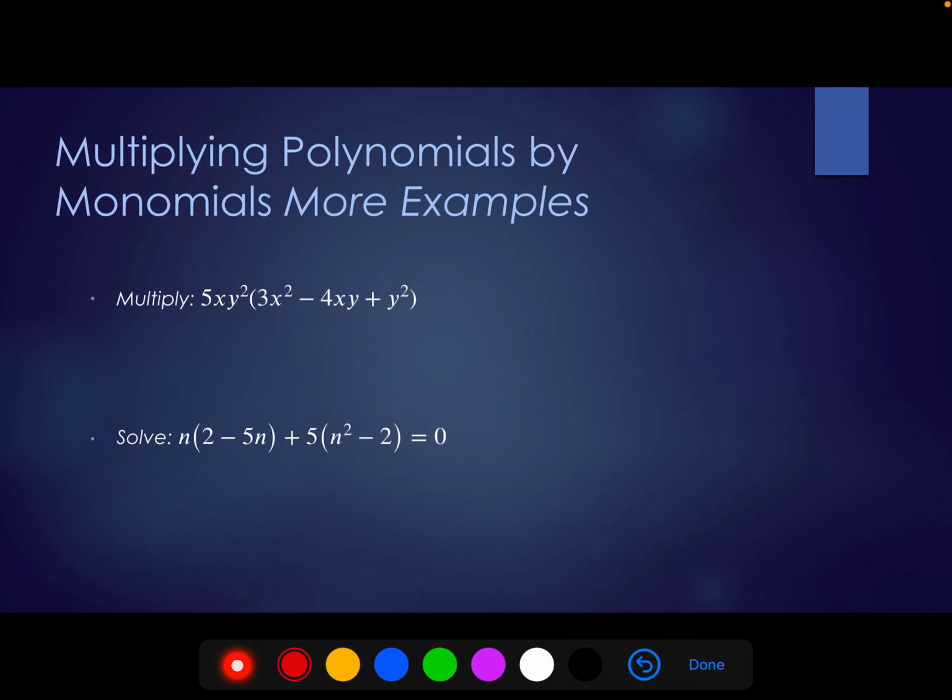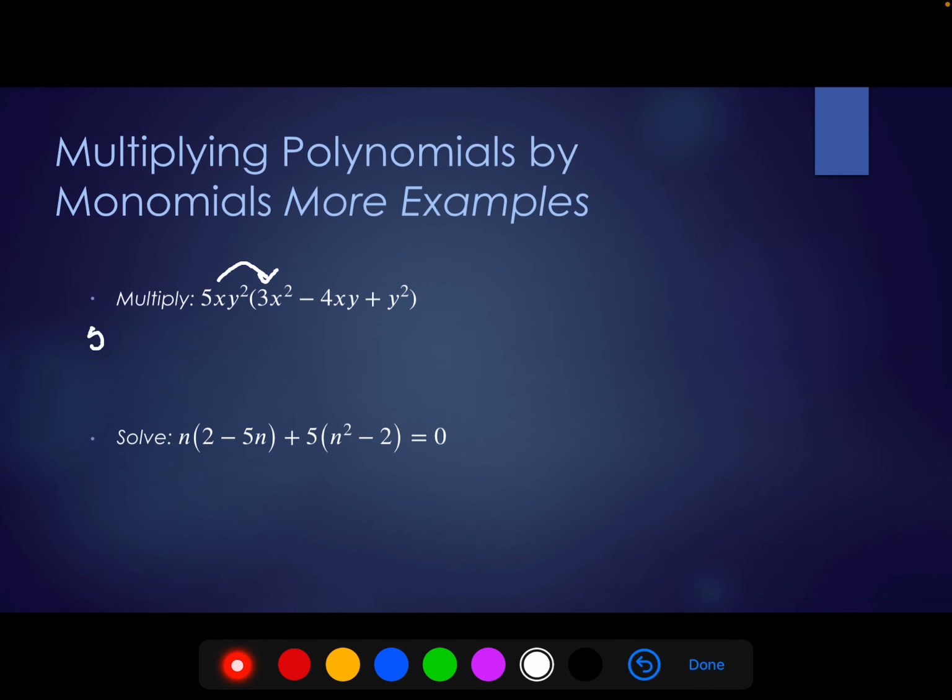Now let's take a look at these two more examples where we have to multiply polynomials by monomials using that distributive property. So first, we have 5xy squared times 3x squared minus 4xy plus y squared. So we go ahead and we use that distributive property. So first we have 5xy squared times 3x squared.